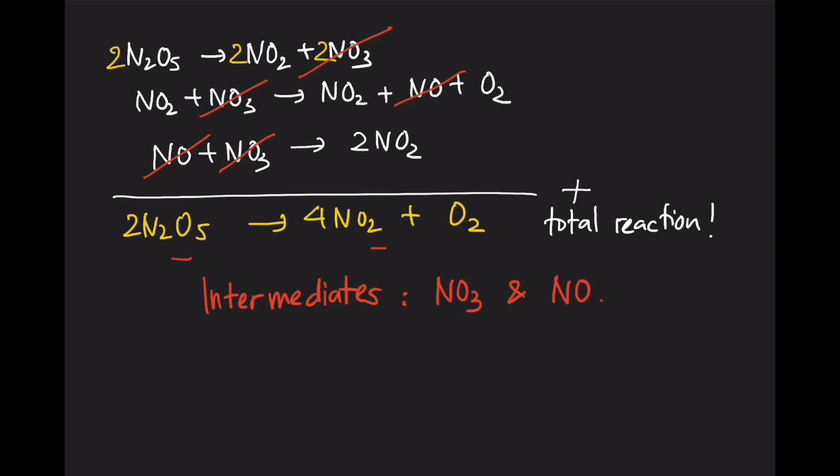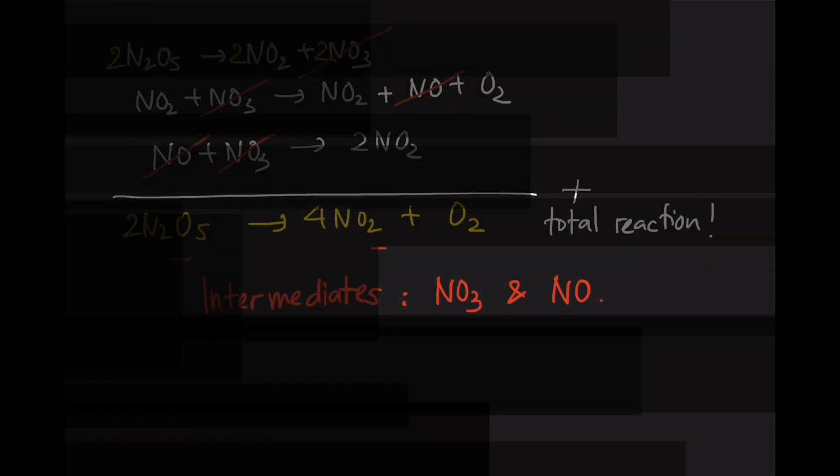As you can see, NO3 and NO, both of these, are not present at the reactant side, neither at the product side. But during the reactions, they are formed and they're consumed again at different steps, and therefore we do not have them at the final or total reaction, and this is what we call the intermediates. So the things that we cancel out will be the intermediates.